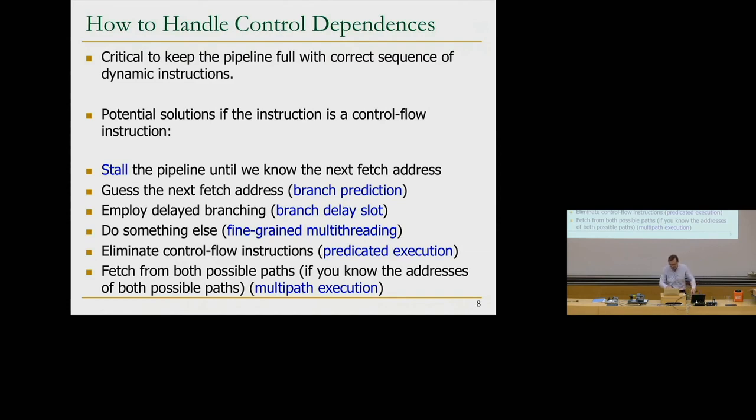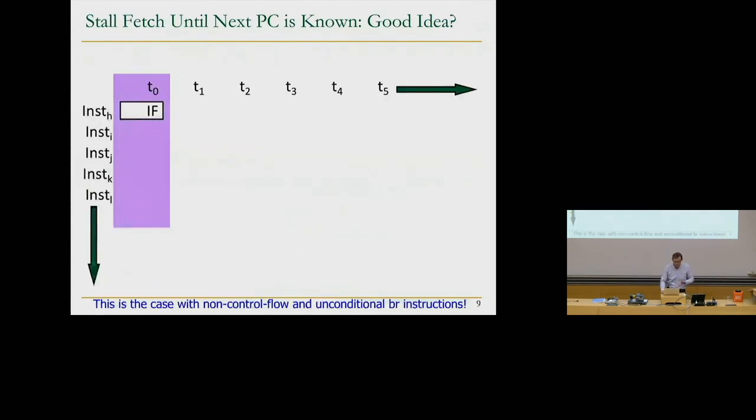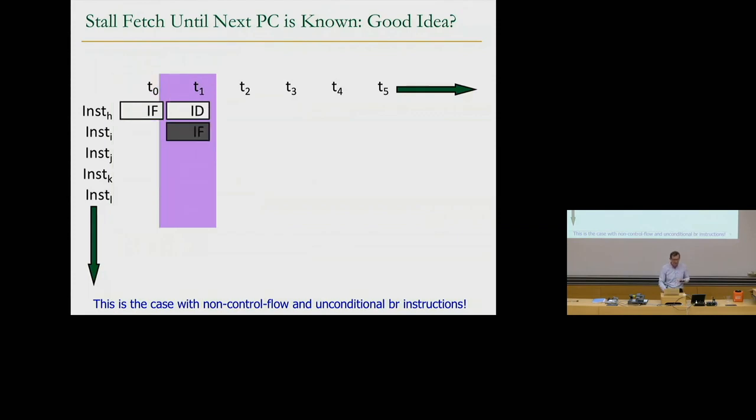Okay, so we're not necessarily going to cover all of them, although we clearly covered the first one, stall the pipeline, but I'm going to go over it again. So if we actually want to stall the fetch until next program counter is known, the question is, is it a good idea? So assume that we have a non-control flow instruction here. We just fetched it. We're being strict. We're not going to predict that the next instruction is the next sequential instruction. We're going to say, I'm going to stall the pipeline. Now, if you do that, you're not going to fetch any instruction in the next cycle because you don't know what the next program counter is, right?